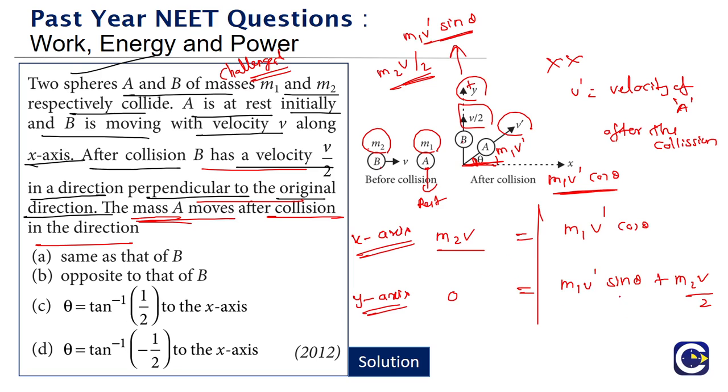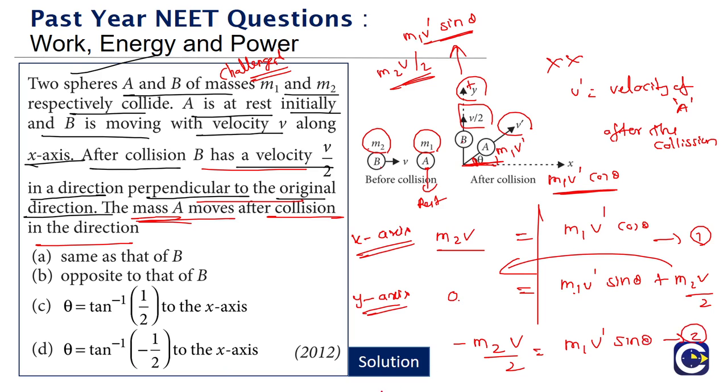So if we just equate them, look at this. We can straight away call it equation 1. Equation 2 is: 0 is equal to m1 v dash sin theta plus m2 into v by 2. So we'll bring this m2 into v by 2 to the left side. It will be minus m2 into v by 2, that is equal to m1 v dash sin theta. Let us call it equation 2.